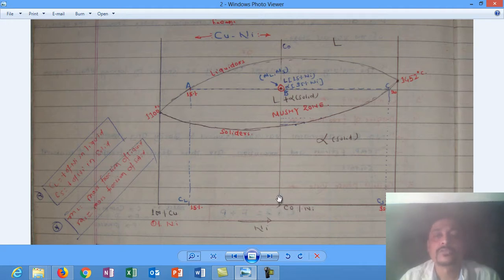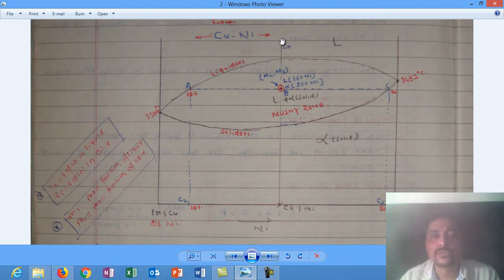So we draw a vertical line at this point, where the percentage of nickel is C0 percent. Let us start from this top point of the line. Since this point lies in the liquid zone, this temperature will be greater than 1450 degrees centigrade. At this temperature the alloy will be in liquid form, because this point lies in the liquid region.